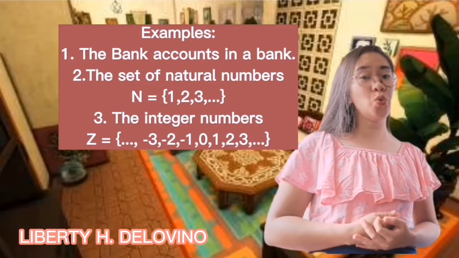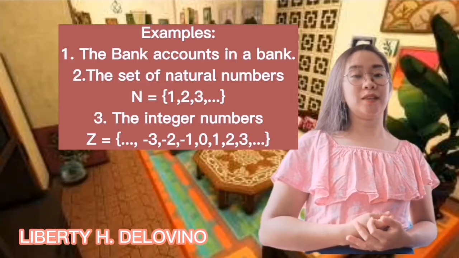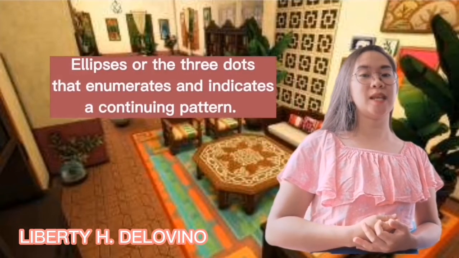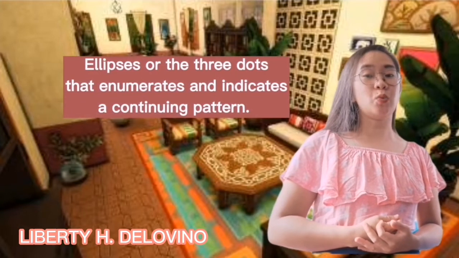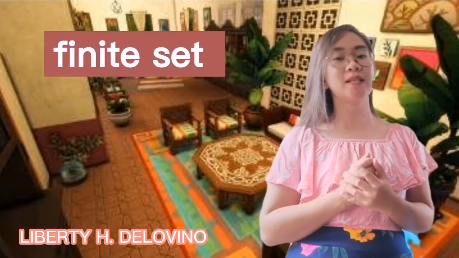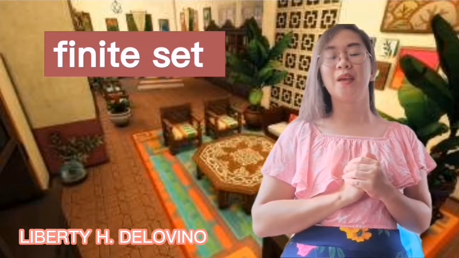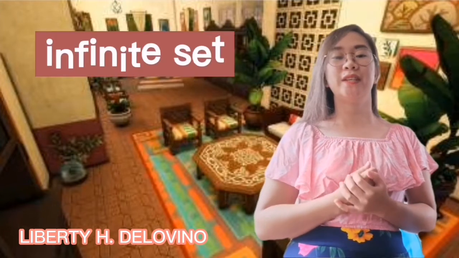If you have noticed in our examples, the first letter was a capital letter, and in the examples in numbers 2 and 3, we can see that there are 3 dots in enumerating the elements of the set. These 3 dots are called ellipses. They indicate that a pattern is continuous. We also have a finite set that contains elements that can be counted and terminates at a certain natural number. Otherwise, it is called an infinite set.